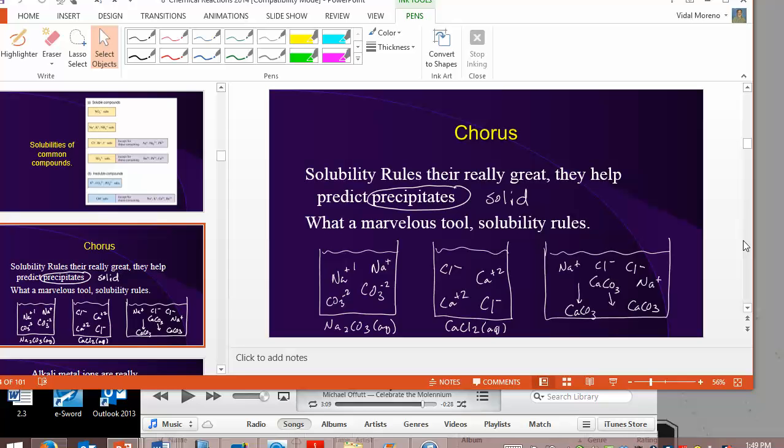Alkali metal ions are really swell. Assume their compounds are... And then I'll stop, and everyone will scream, always soluble.